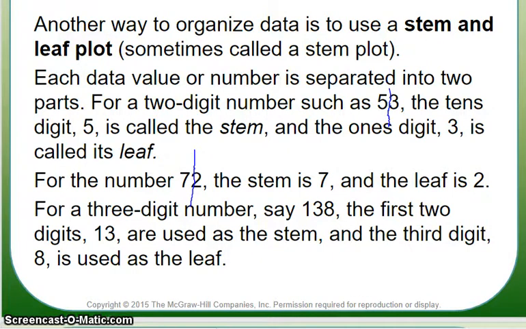If I have a 3-digit number, your leaf is always 1. So 13 is my stem, 8 is my leaf. If I had something like 0.1729, the 172 is my stem and the 9 is my leaf. So that's what you want to do all the time when you're doing these stem and leaf plots.